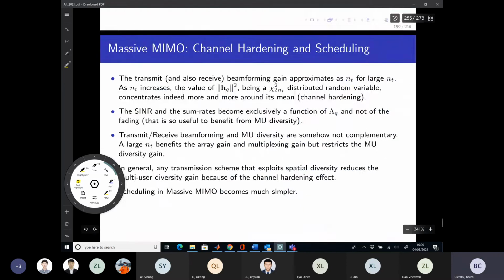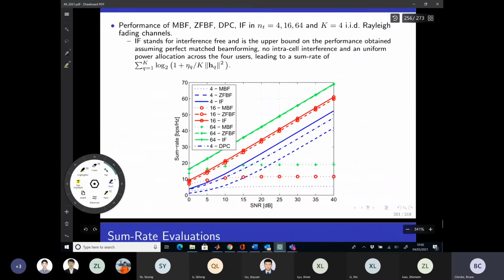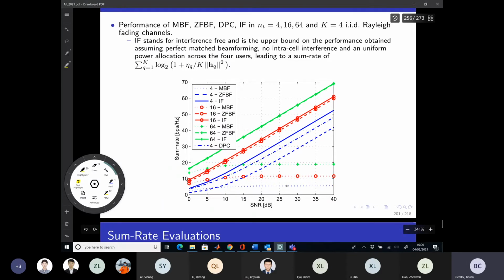Right, so let me show you some simulation results here, and then we're gonna have a break. So you have here 4 transmit antennas, and so here you see the performance of 4 transmit antennas. You have the blue one here, the plain line. This is actually an upper bound on the performance. The dashed line here is dirty paper coding. This one is zero forcing beamforming, and this one is maximum ratio transmission, where you do maximum ratio transmission for each of the users. And you see that this one performs very badly because you're not able to get rid of the multi-user interference, and you have only 4 antennas.